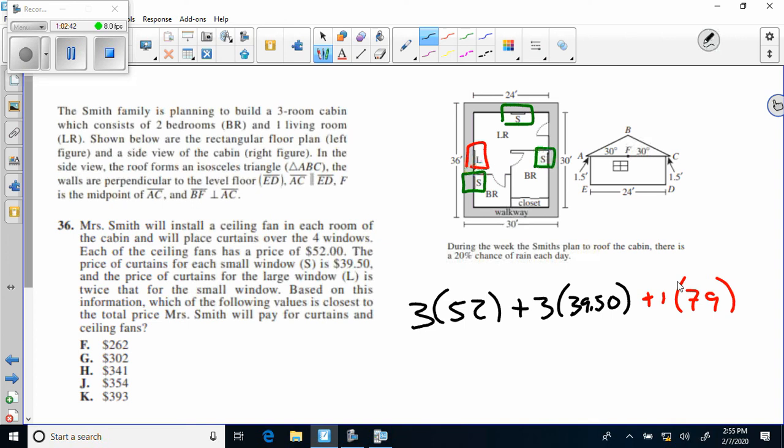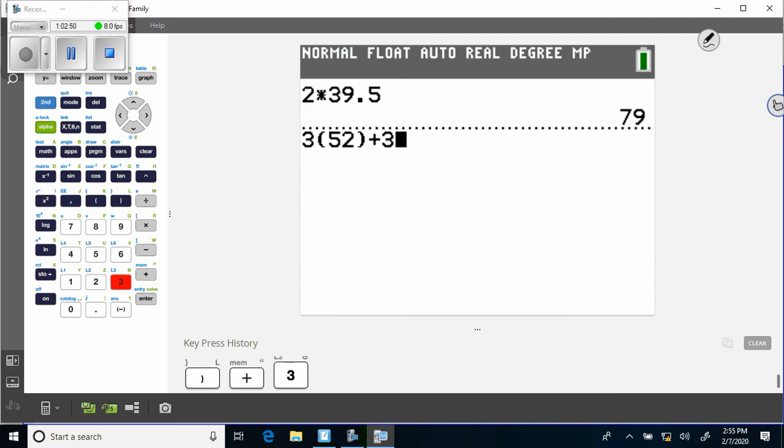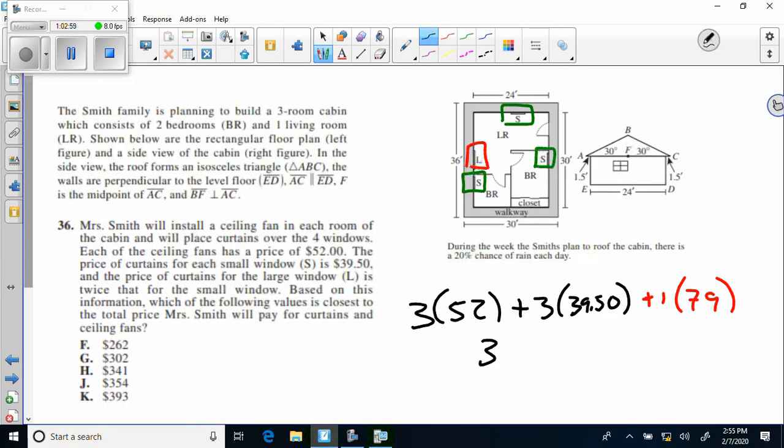Based on this information, which of the following values is closest to the total price Mrs. Smith will pay for curtains and ceiling fans? So we just want to throw it in the calculator just like that. We want to do 3 times 52 plus 3 times the 39.5 plus 79. And it should give us $353.50. And they said which is closest, so we probably won't find that exact amount. The closest to 353 is $354. So it should be our letter J.